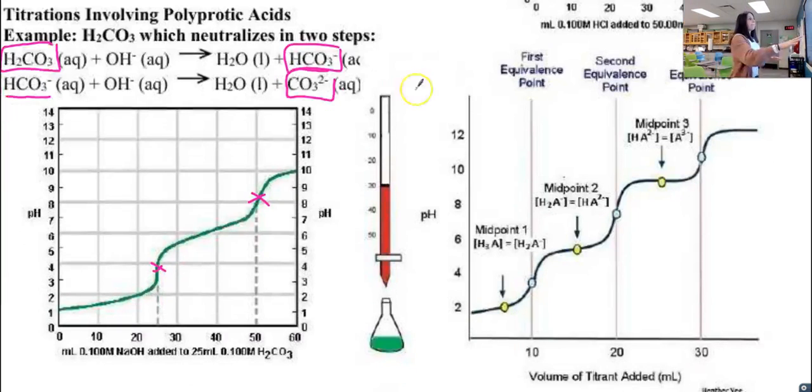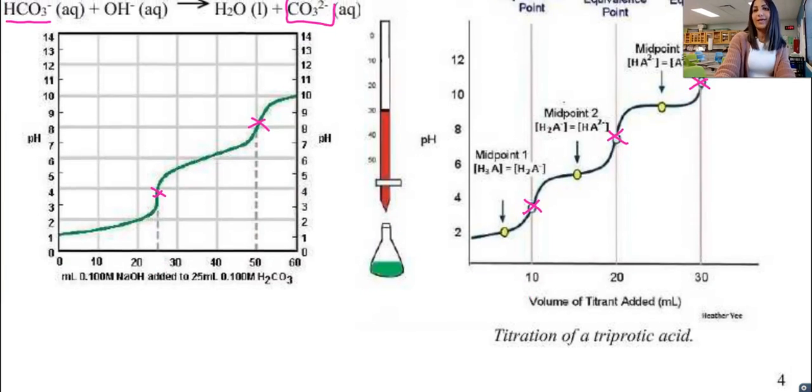And this one, what we're seeing is they've got an H3A. So for example, let's imagine that it's phosphoric acid. And so what's going to happen is you're going to get 3 points of inflection. So we're going to see the first one come off, the second one come off, and then the third one come off, okay? And so that would be what we would call a triprotic acid, okay?